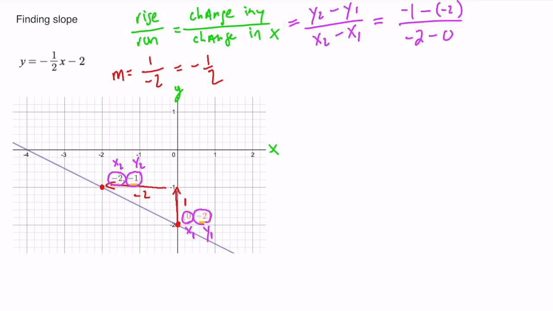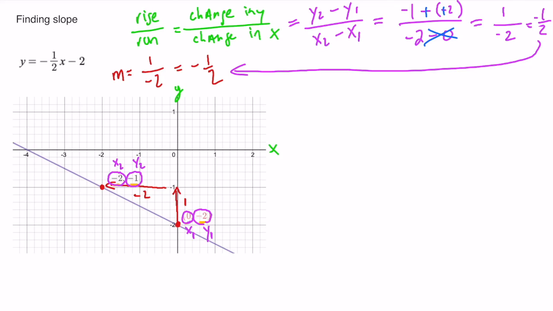So now watch what happens when I do this. So -1 minus a -2, that's the same as saying +2. So -1 plus 2 is 1. And -2 minus 0, well, minus 0 doesn't change anything. We don't have to worry about that. So we just have -2. So notice we get -1/2, which is exactly what we had here. So there's two ways that we can find slope. One is by just graphing it, by looking at the points and saying how much do we have to go up from one point, and then how much do we have to go over to the other point.